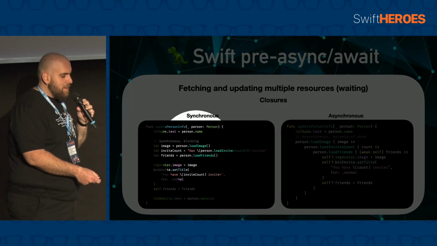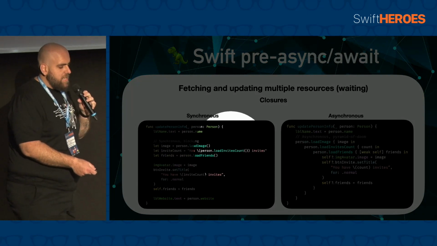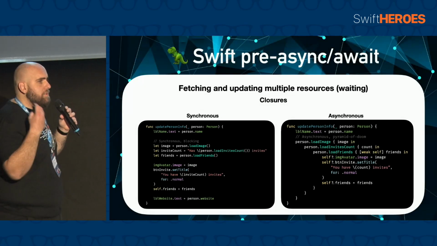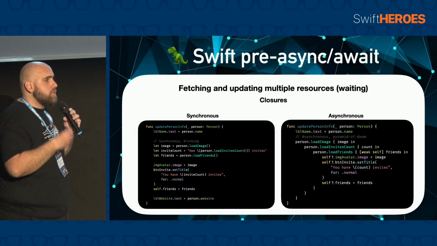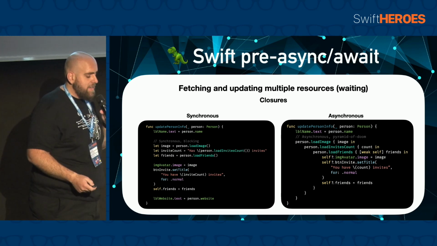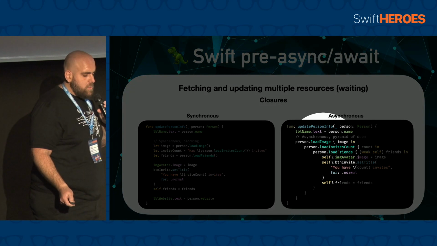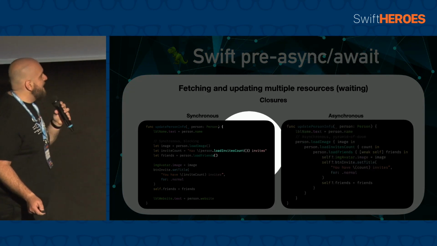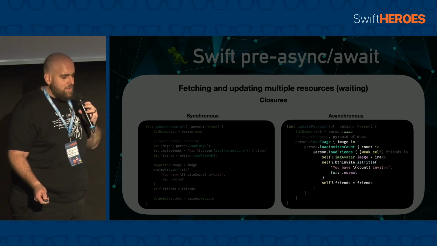So I might do a load image, then load invites count, load friends, but each of these is going to block the thread and wait for the previous piece of work to finish, while blocking and not allowing any other piece of work to run on the current thread. On the other side, we have asynchronous work. We can just make this pyramid of doom-like thing and nest all our pieces of work to get the data.